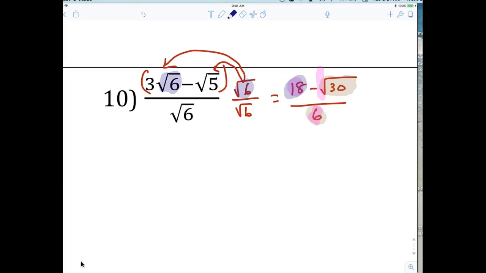Radical 5 times radical 6. See, because it's up there, right? Because you're multiplying radicals. Do you agree with that? You with me? And then we're done.